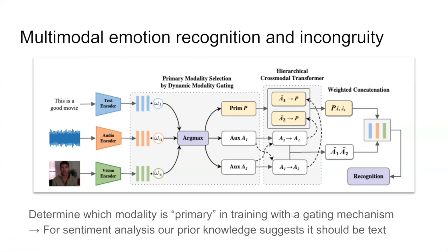Okay, so you can theoretically with this mechanism figure out from the data which is the best primary modality with a learned gating mechanism. So this says choose this one, put this one primary and the other one's auxiliary, as the case may be. And so for sentiment analysis, so is somebody positive or negative towards a specific object, the prior knowledge suggested it should be text.